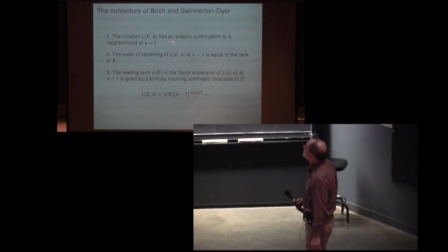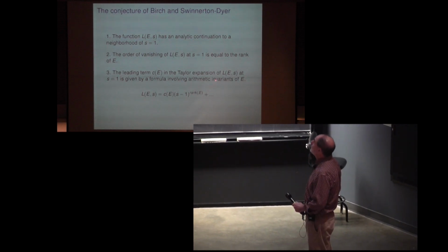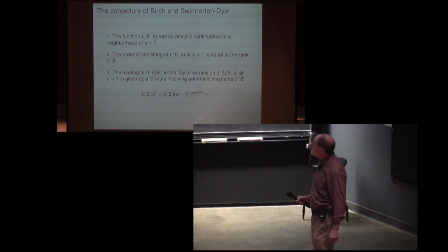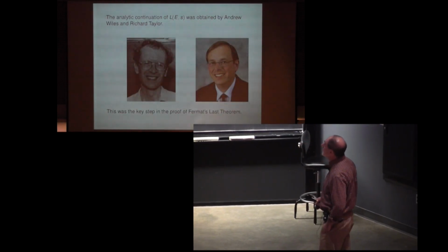And that led them to this beautiful conjecture, that the function, first of all, has a continuation to s equal 1, so you can talk about its value at 1, that the order of vanishing of this analytic function is equal to the rank, and then that the leading term in its Taylor expansion is given by terms involving arithmetic invariants. We just had a beautiful talk on this in the number theory seminar.